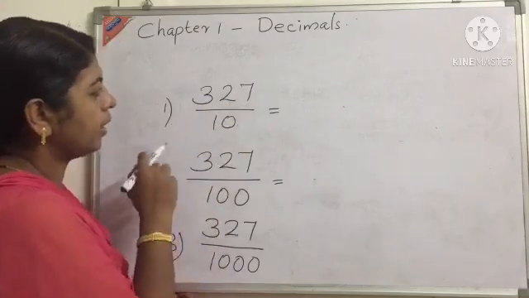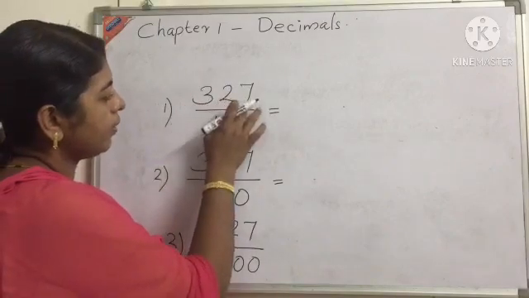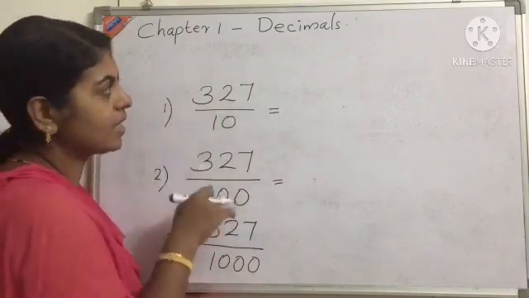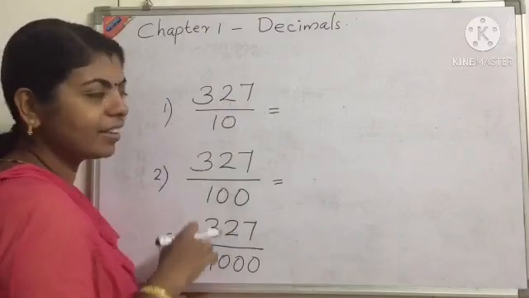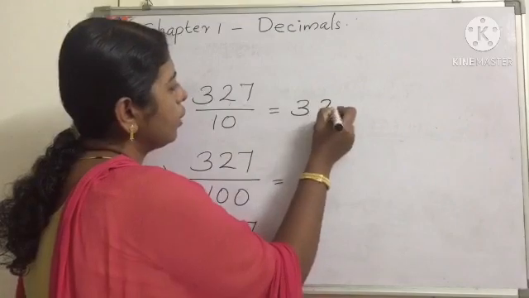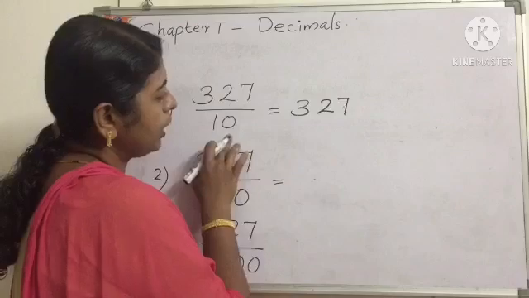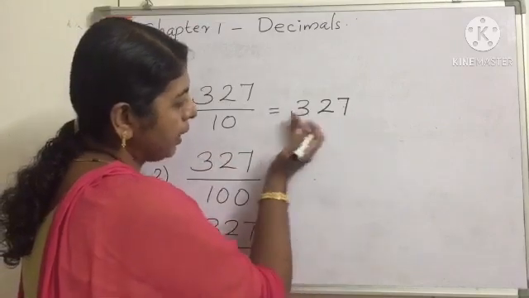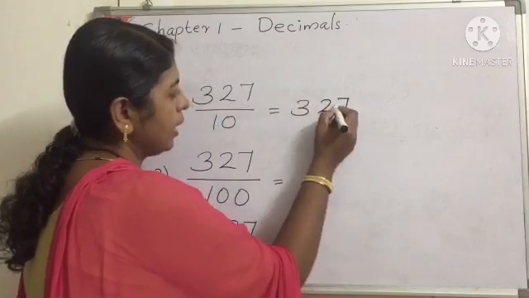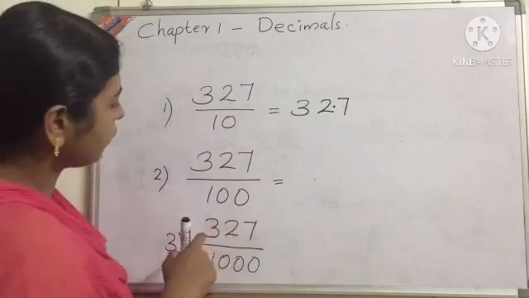327 divided by 10. If you are considering it as division, 327 is the dividend and 10 is the divisor. If you are considering it as a fraction, then it is the numerator and it is the denominator. Anyway, we want to write the number 327. Then here 10 is there, so we want to move from right to left for 1 digit and give 1 dot. It's the answer.